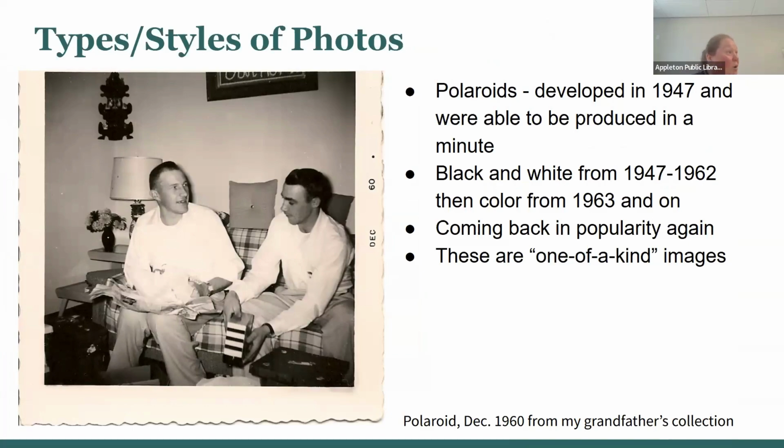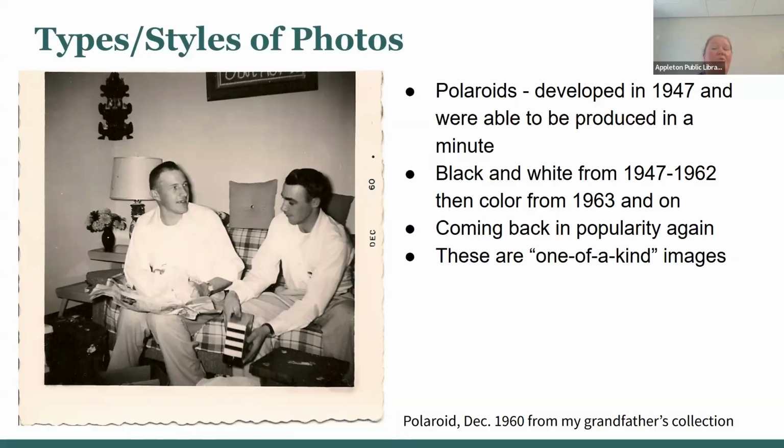You guys are probably familiar with Polaroids. Those started being developed in 1947, and they were able to be produced in a minute. So these became really popular and an easy way to take a lot of photos. You'll see Polaroids are black and white from 47 to 62, and then from 1963 on, they were available in color.